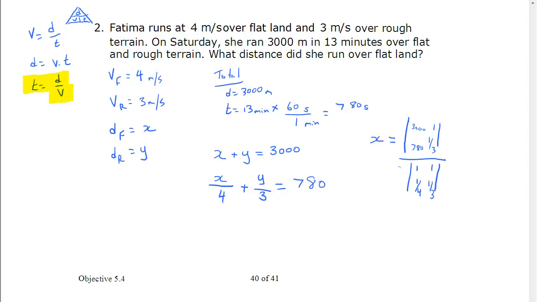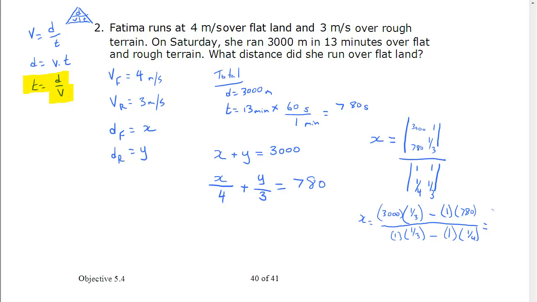Now we need to evaluate those two determinants. So remember, we're going to multiply on this diagonal and subtract the product of the other diagonal. So we end up with x equals 3,000 times 1 over 3. Or you can do this on your graphing calculator. If you know how, that's even faster. Minus 1 times 780, divided by, same thing, 1 times 1 over 3 minus 1 times 1 over 4.